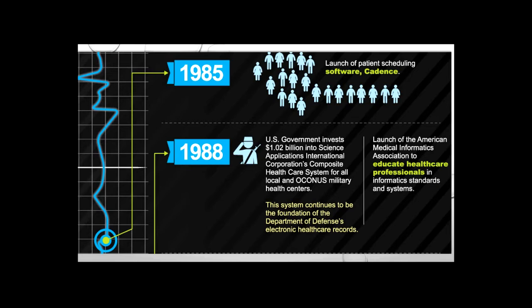So in '85, so that's not very long ago, looking at 32 years ago, the first software, Cadence, came out. That was the first patient scheduling software. And in '88, the government starts to use medical records, and they invest money into science applications. International Corporation's Composite Healthcare System for all local and OCONUS military health centers. So throughout all of their military facilities, they started using their own system. So let's move right along from '88.